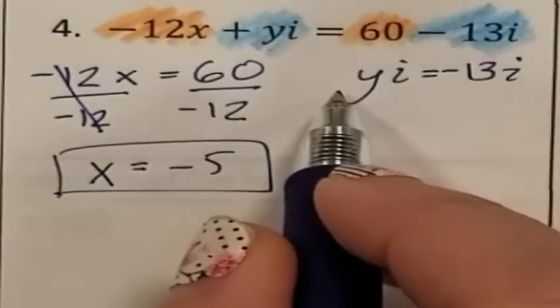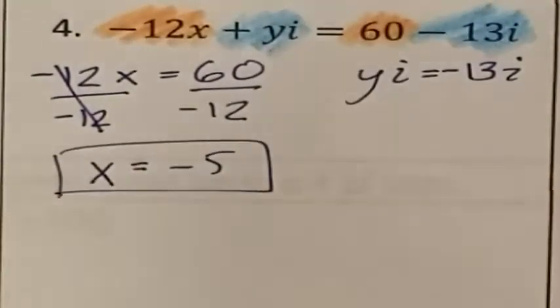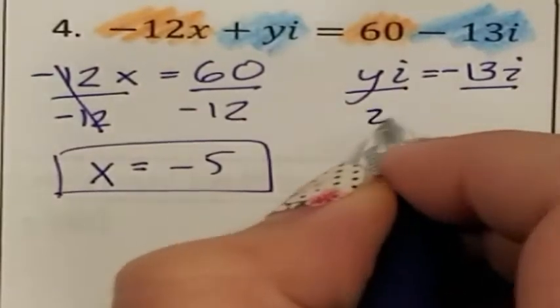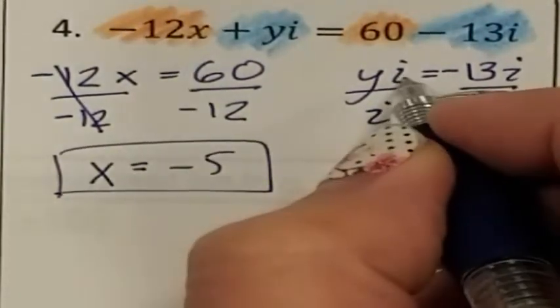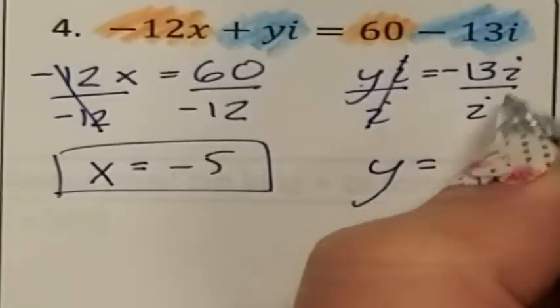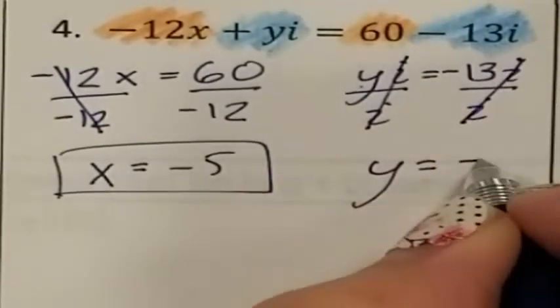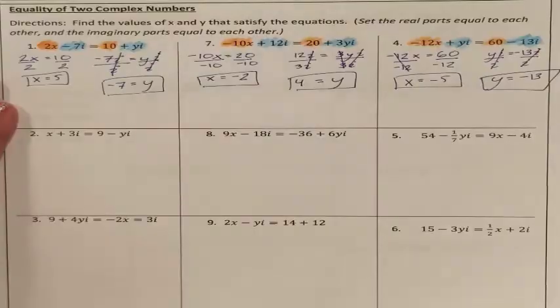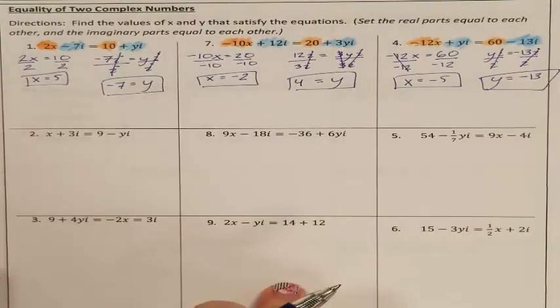I'm supposed to solve for y. y is connected to the i by multiplication. You undo multiplication by division. i divided by i is 1, so I have y equaling i divided by i is 1, which gives me negative 13. There are 6 problems left on the page. Please do those for independent practice.